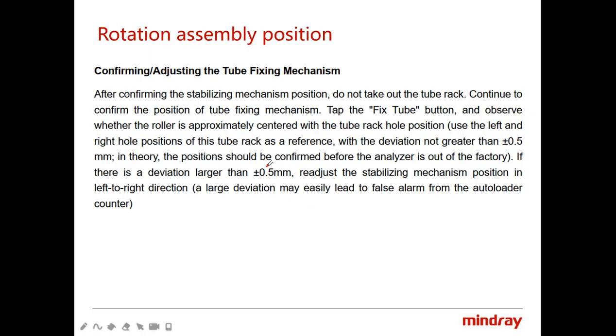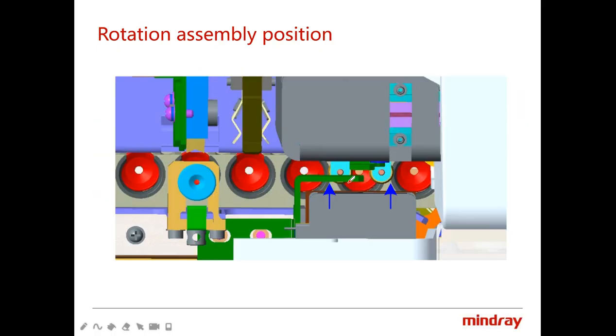In theory, the position should be confirmed before the analyzer leaves the factory. If there is a deviation larger than the tolerance, adjust the stability position in the left and right direction. This assembly is fixed to the main unit of the analyzer. The screw can be loosened and adjusted a little left and right. So you can adjust it by this method.